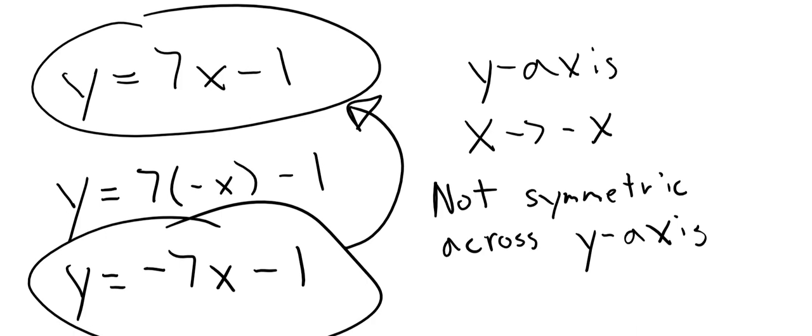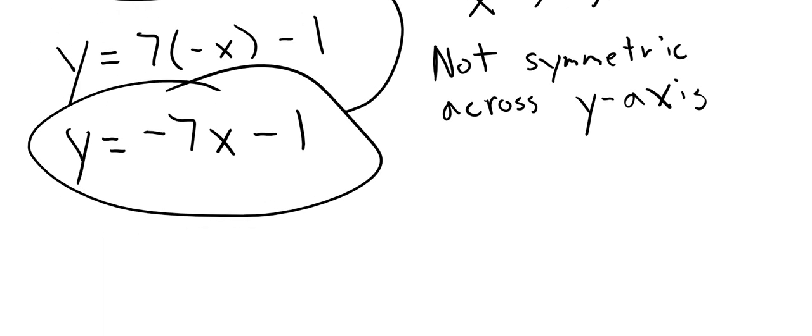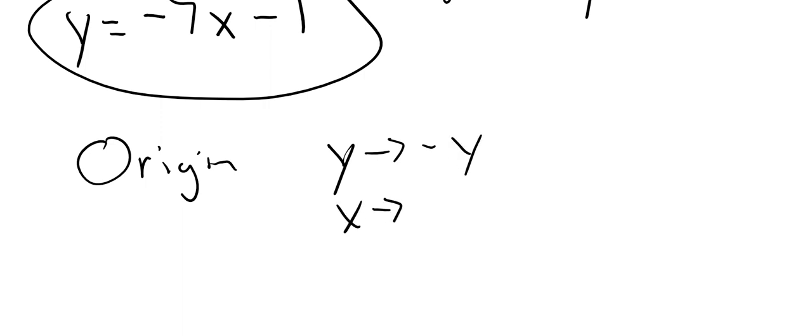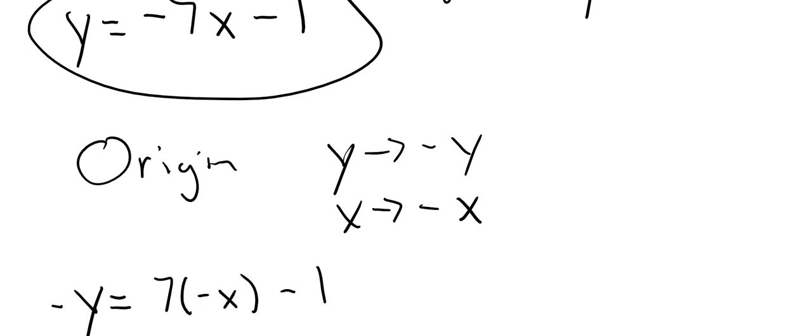Now the last one to test is the origin. For the origin, I'm going to write it here again. The origin, we're doing both. We're going to switch the y's to negative y's. We're going to switch the x's to negative x's. And again, we're hoping that we get what we started with. And so let's check. We have negative y is equal to 7 times negative x minus 1. And we get really close.